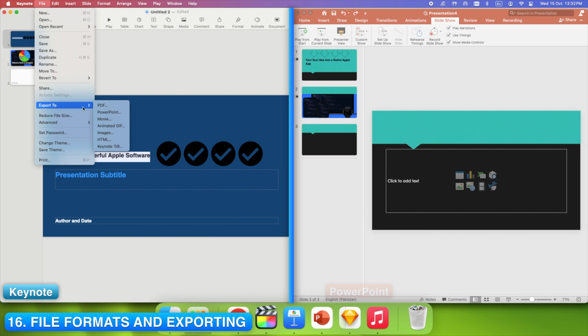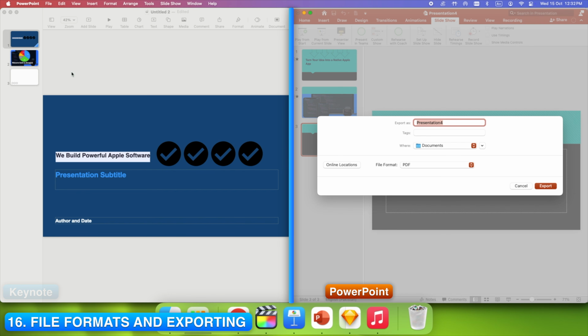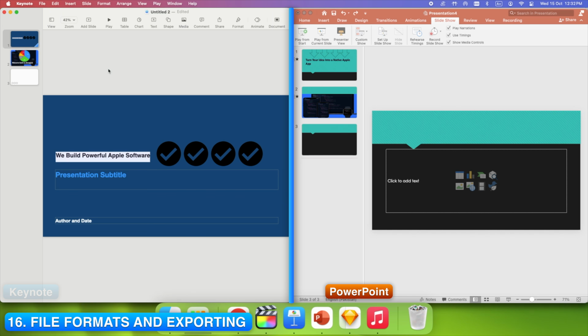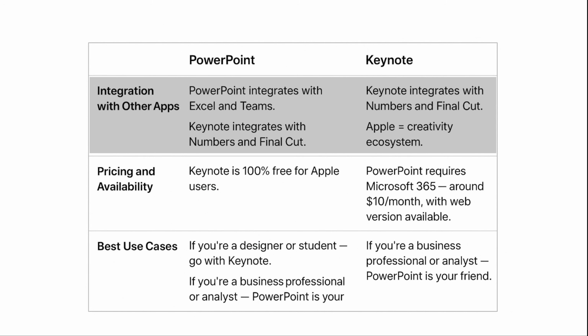Keynote exports to PPTX, PDF, video, and GIF, though some animations don't survive the trip to PowerPoint format. PowerPoint exports to MP4, PDF, PPTX, and works everywhere. So, PowerPoint is more shareable. Keynote is more aesthetic. PowerPoint integrates deeply with Excel and Teams. Keynote integrates beautifully with Numbers and Final Cut. Microsoft builds for productivity. Apple builds for creativity.